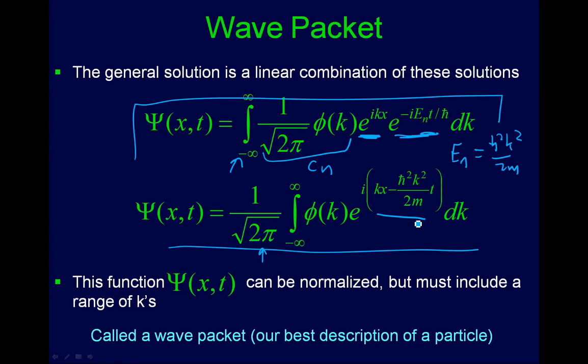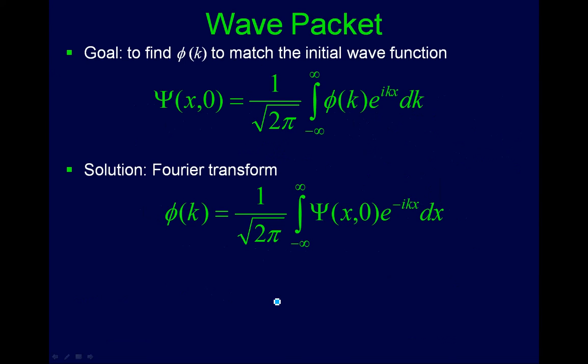So sometimes you'll see this all written together, right? But really it's two distinct parts. It's the energy eigenfunction, and then my good old time evolution piece. And so this function can be normalized. But in order to do that, it must include a range of k's. So there must be many k's in order to get it so that the area under the curve is finite. And we call this a wave packet. And again, it's our best description of a particle.